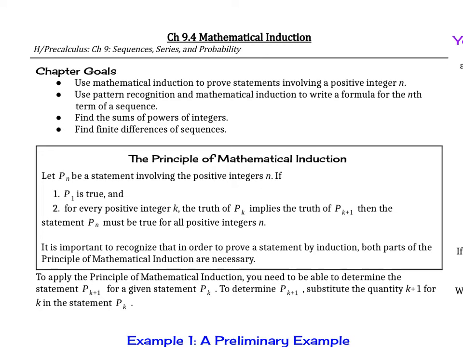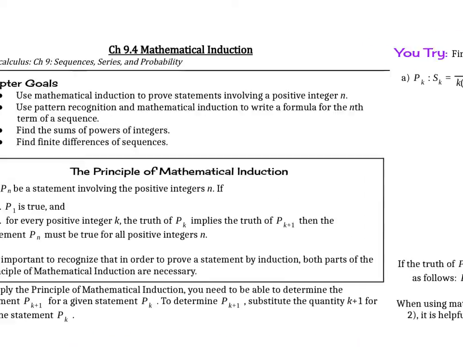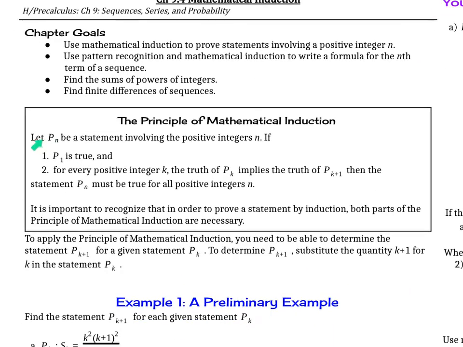Chapter 9.4, we're looking at mathematical induction. So the principle of mathematical induction, these have to be true. Let P_n be a statement involving the positive integers n. If P_1 is true, and for every positive integer k, the truth of P_k implies the truth of P_(k+1), then the statement P_n must be true for all positive integers n.